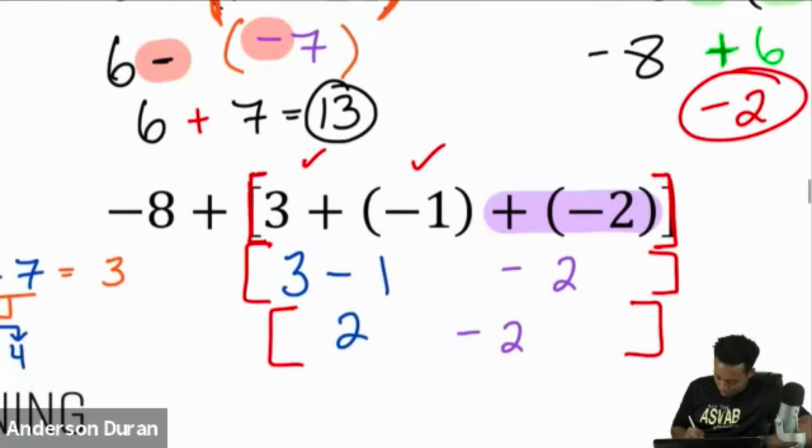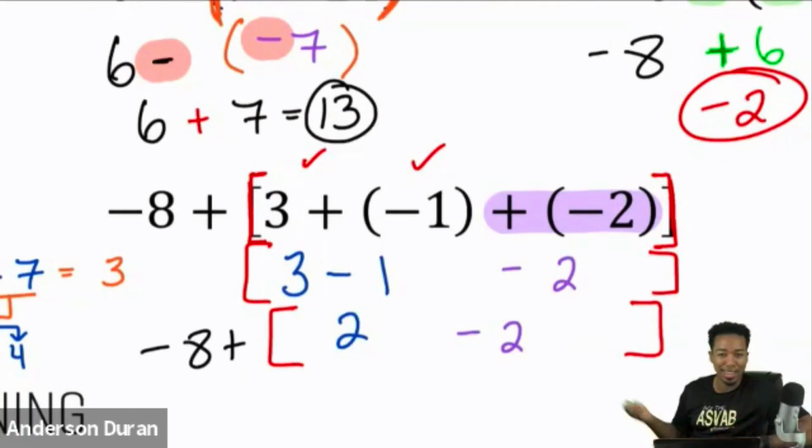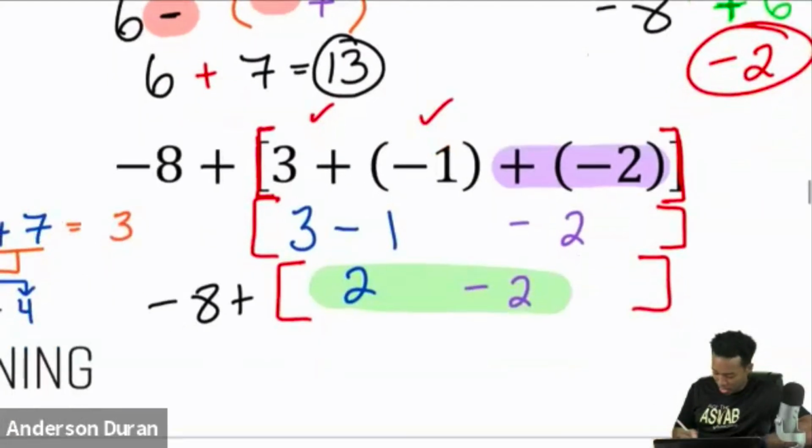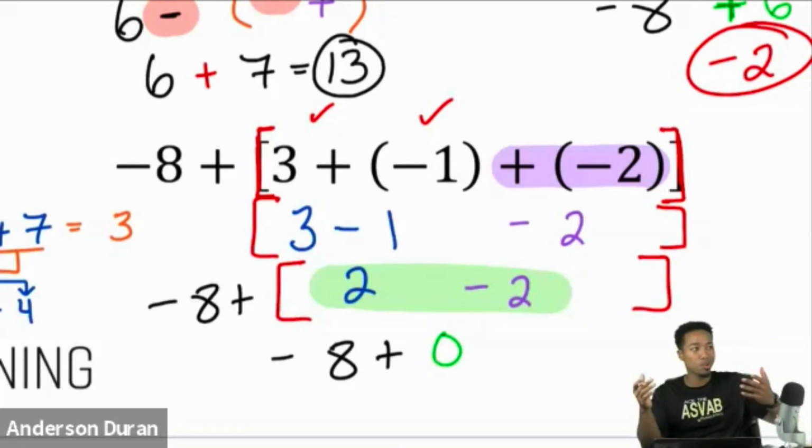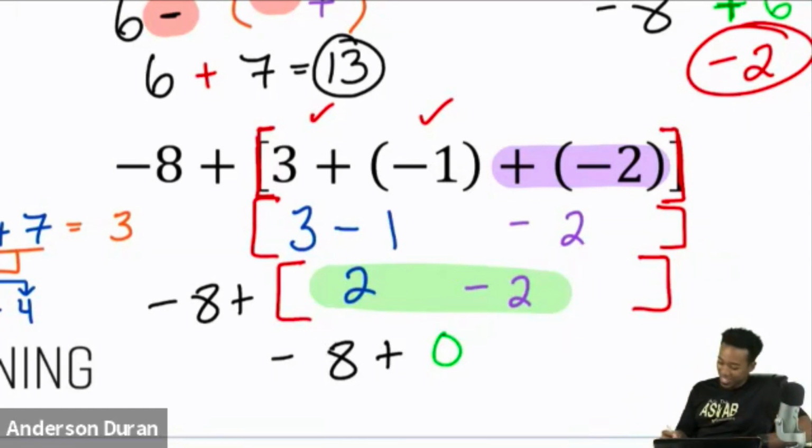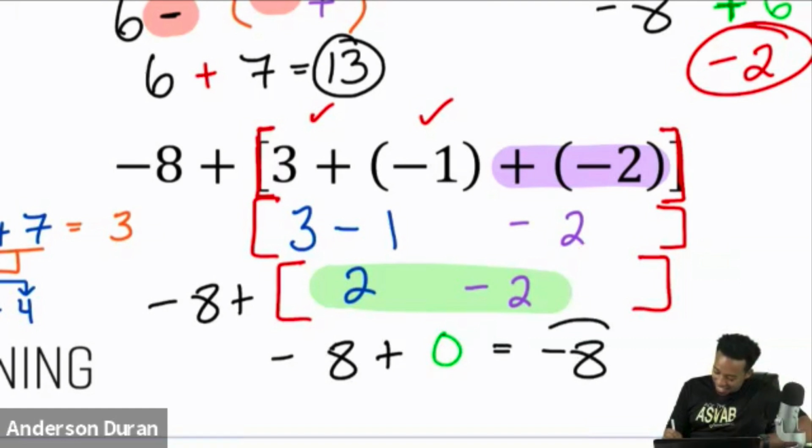Here we have the negative 8 in front still, and we're adding. But at the end of the day, 2 minus 2, everybody, is going to be what? Just going to cancel out, exactly. And if you have a negative 8 plus 0, you add 0 to anything, nothing happens. So negative 8 plus 0 is just going to be negative 8, and we're good.